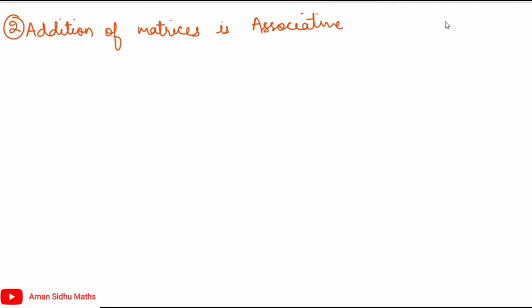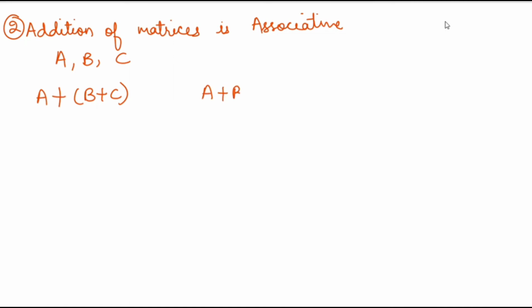Next property is that addition of matrices is associative. That is, if we have three matrices A, B and C, और अगर हम पहले B and C मैट्रिक्स को ऐड कर लें फिर उसमें A मैट्रिक्स को ऐड करें या फिर हम पहले A प्लस B को ऐड करके फिर उसमें कोई मैट्रिक्स C ऐड करें, जो भी हमारे पास रिजल्ट मैट्रिक्स आएगी वो सेम रहेगी.